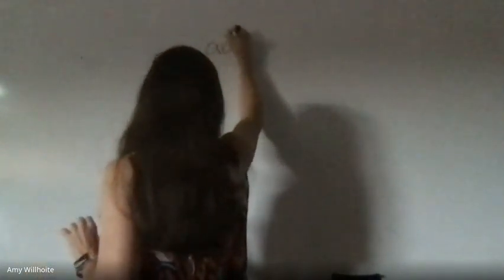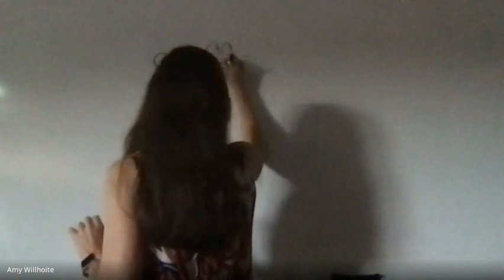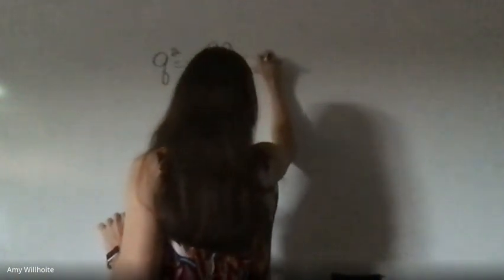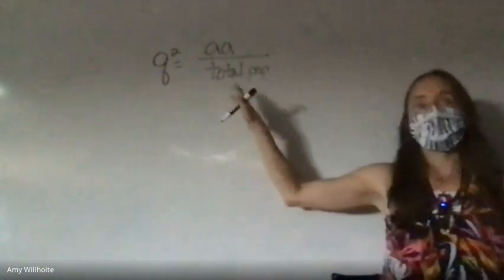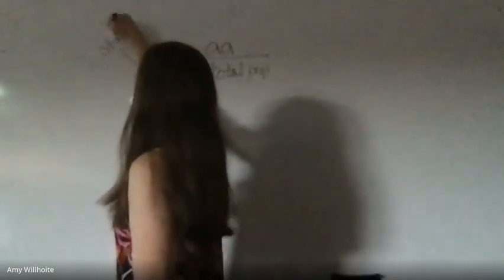And then you have to figure out where to start. So where do you start? What is the first one that I can always get? q squared, because those are individuals. So I want to start with q squared. If you don't remember, that is the recessive individuals over your total population. So that's where you begin. If you didn't know where to begin, write this in your notes. So start here, if you can.